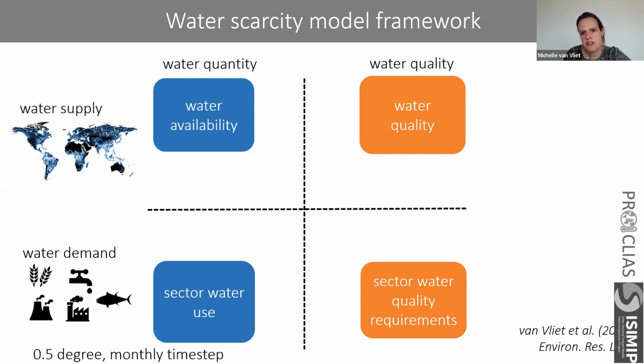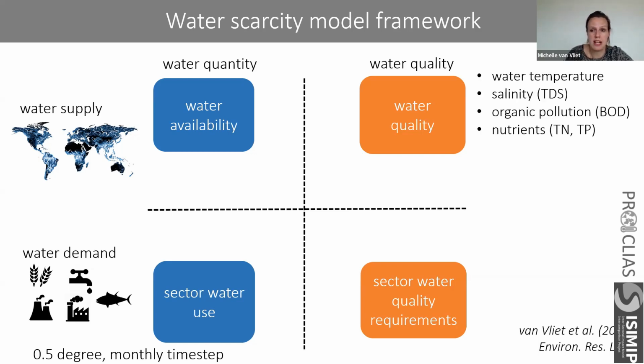In terms of the water quality side, we worked on developing a globally applicable water quality model that includes a selection of general parameters, which are relevant for different sectoral use, including water temperature, which is modeled in a process-based way, salinity as indicated by TDS, and also organic pollution by BOD. And next to that, we also used simulations of total nitrogen and phosphorus concentrations, which were simulated by the IMAGE-GNM global nutrient model.